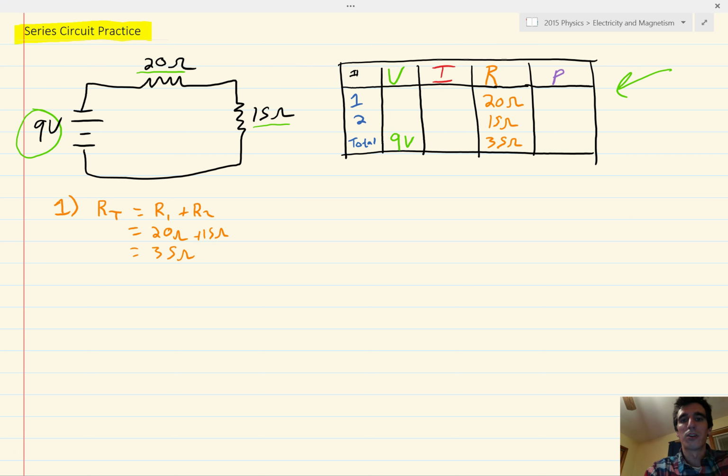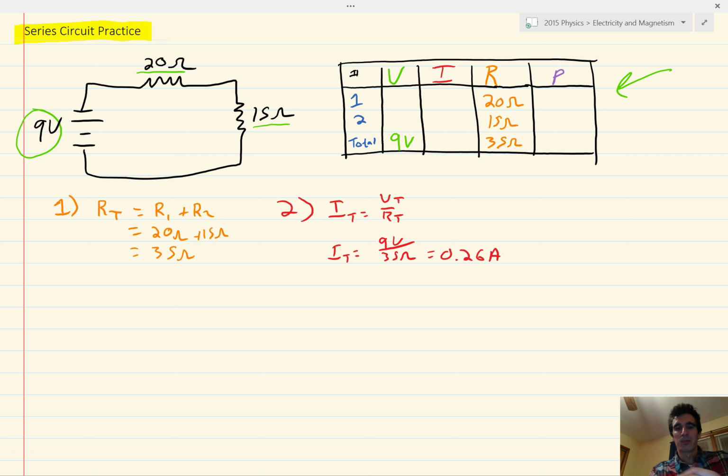Okay, now that we have R total filled out, we know the total voltage and the total resistance, so our next step is to find the total current. To do this, we're going to use Ohm's law. I total is equal to V total over R total. And then we just plug and chug. I total is 9 volts over 35 ohms, and that gives us 0.26 amps. So we know our total current is 0.26 amps.